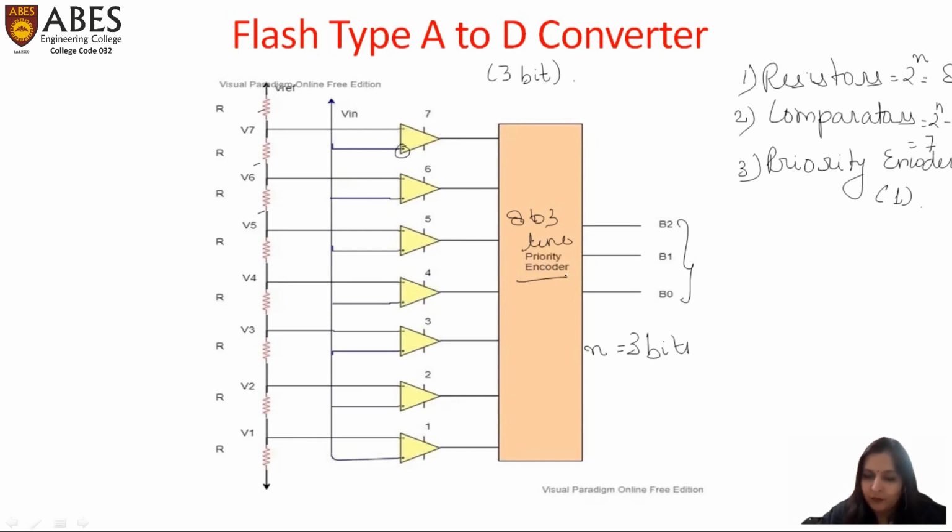This is a priority encoder. And these are the 8 resistors that we have used. The value of all resistors is approximately the same. Now, how are these resistors giving us the value?